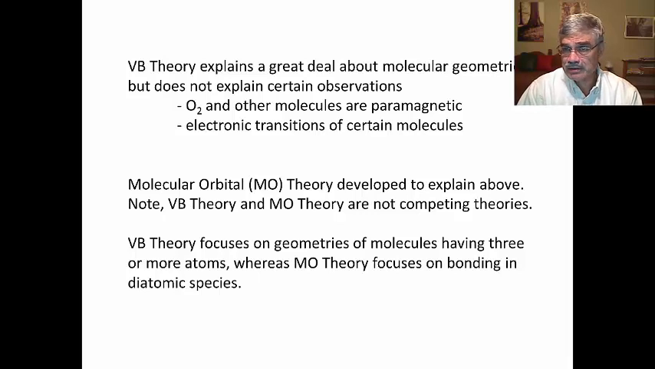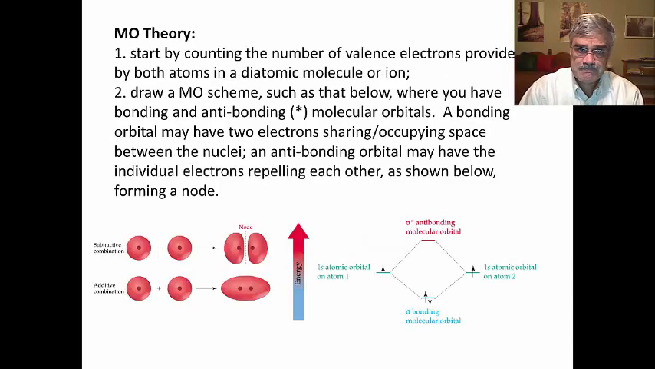Actually, when we say another theory was developed, I don't want you to think that valence bond theory and molecular orbital theory are competing theories. It turns out that VSEPR theory and valence bond theory together help explain the geometry of molecules, particularly those that have 3 or more atoms, whereas molecular orbital theory focuses primarily on diatomic species, for which VSEPR theory and valence bond theory really don't help us much because they're just linear molecules. Well, let's see what we're talking about here with MO theory.